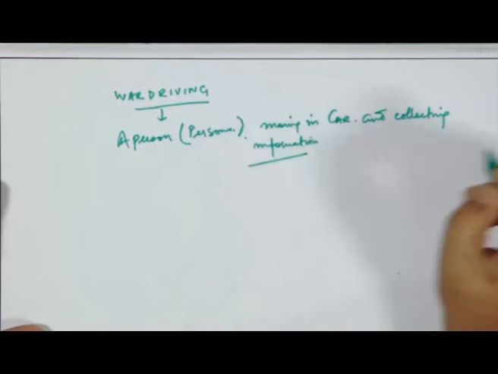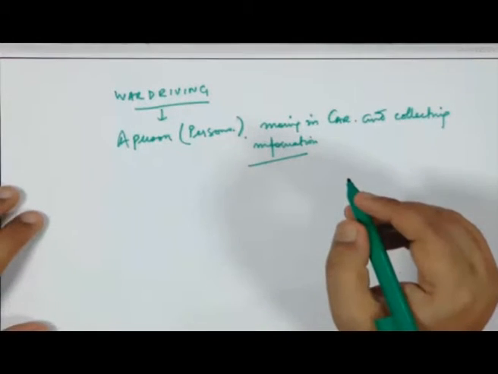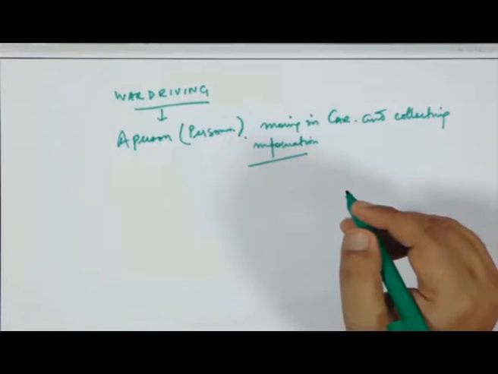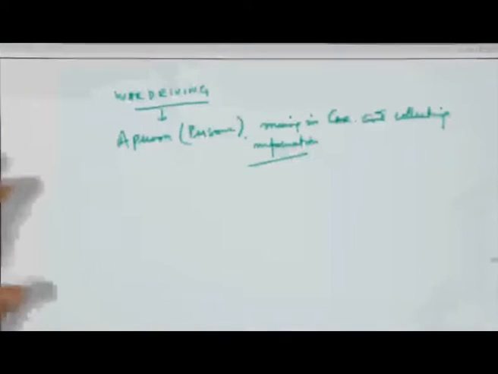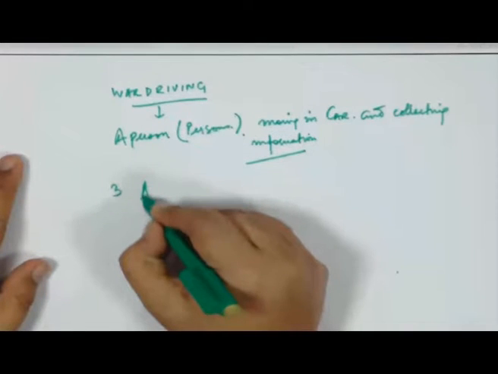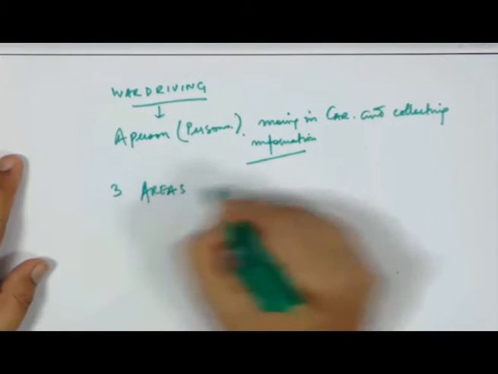So this paper is on that. The paper came out in 2010 in Ubicomp. So what type of war driving have they done? Let us see. The data description says that they had a war driving trace covering 3 areas in the Greater Los Angeles area.